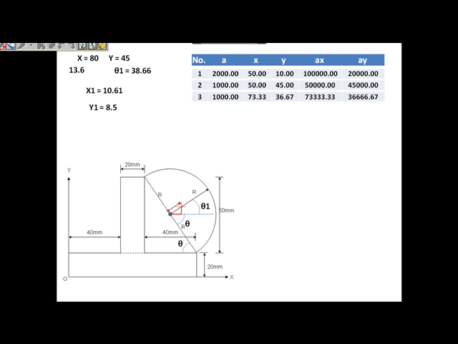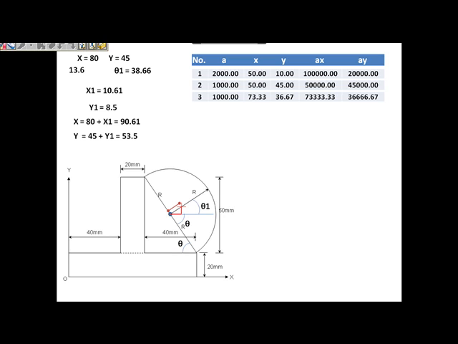Now, these x1 and y1 numbers we need to add to the coordinates of the center of the semicircle. These coordinates we already worked out: 80 and 45. And therefore, finally, the x coordinate of the centroid of the semicircle is 80 plus x1, that is 90.61, and y is 53.5.